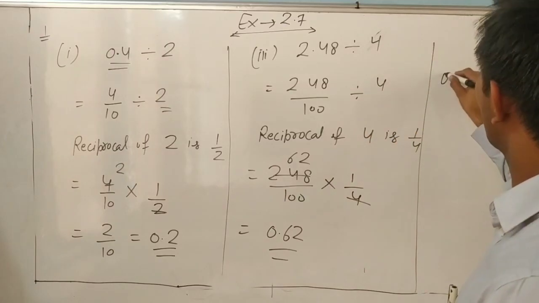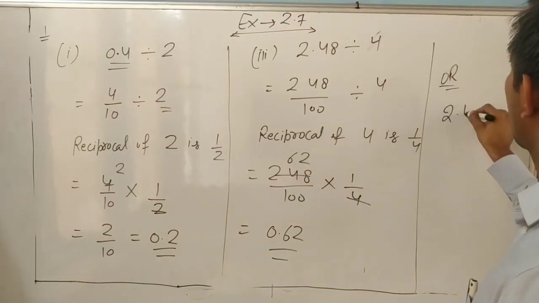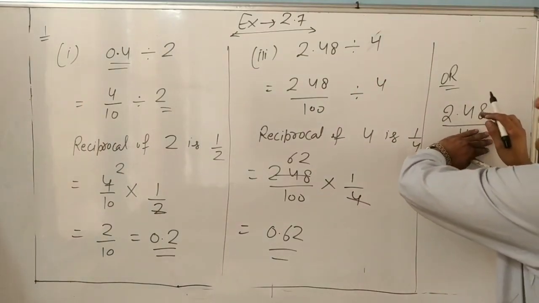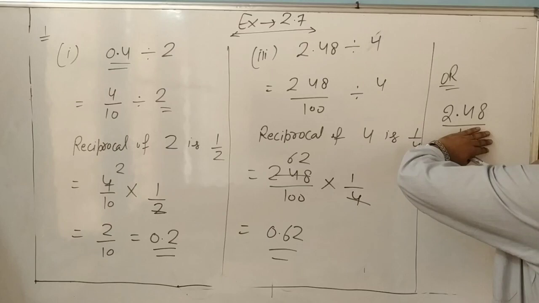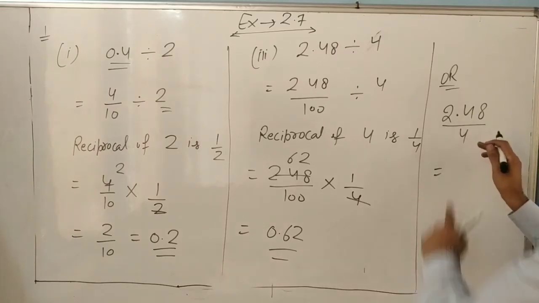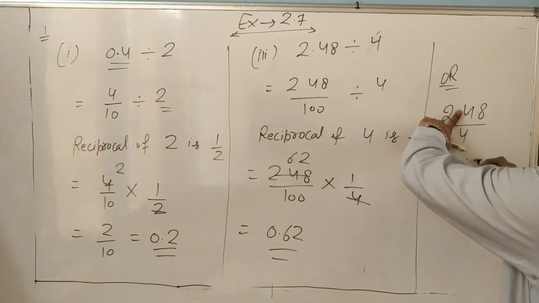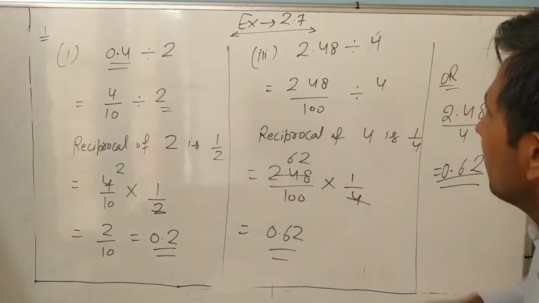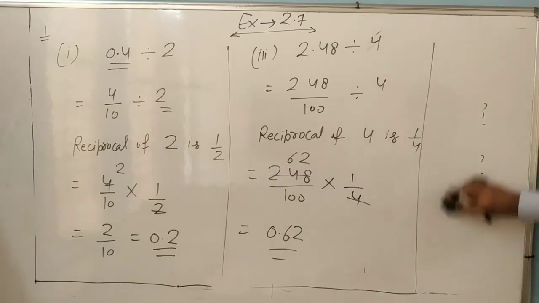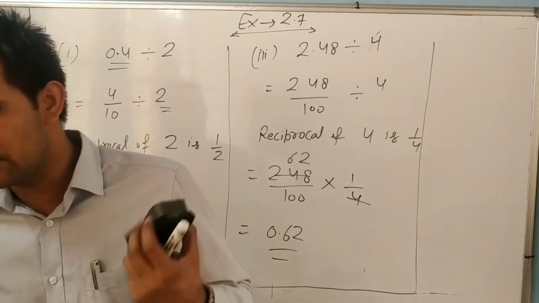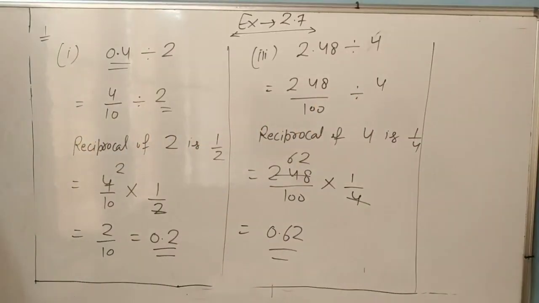Otherwise, dear, you can find it like this. 248 divide by 4. How many digits are after the decimal? Two. Therefore, the answer will have a number with 2 digits after the decimal. So 248 divided by 4 is 62, and after the decimal 2 digits, so 0.62. Understand? But it is better if you do it like this. So you can do all parts of the first question. You can solve it yourself like this. Understand, dear? Note it down, please.